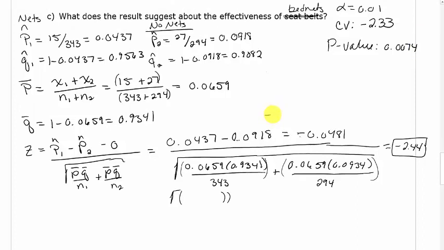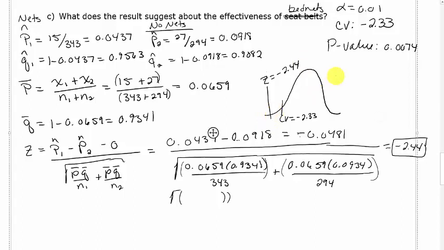We're going to just put our graph right here in the space in the middle that we have. Our critical value is negative 2.33, and our test statistic z is negative 2.44. Because our test statistic is in the tail, we're going to reject our null. Also, since the p-value is less than alpha, that also tells you to reject the null.